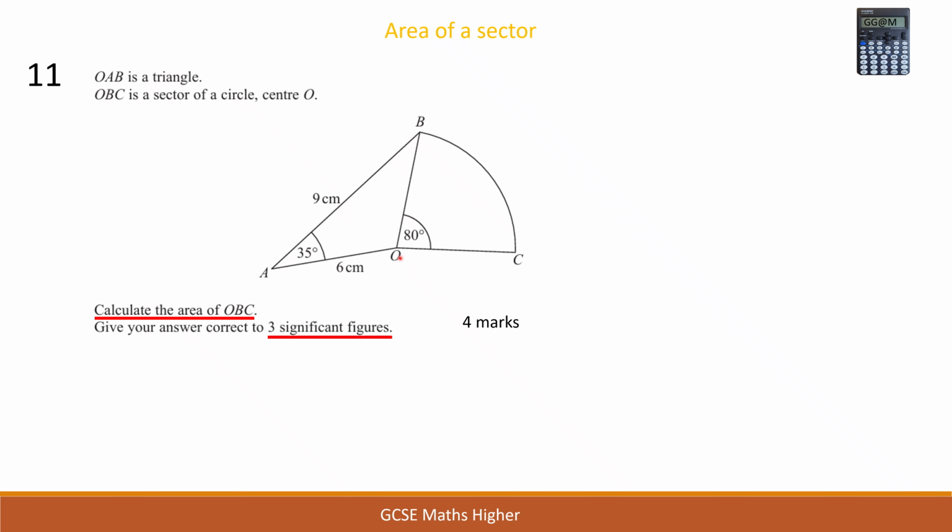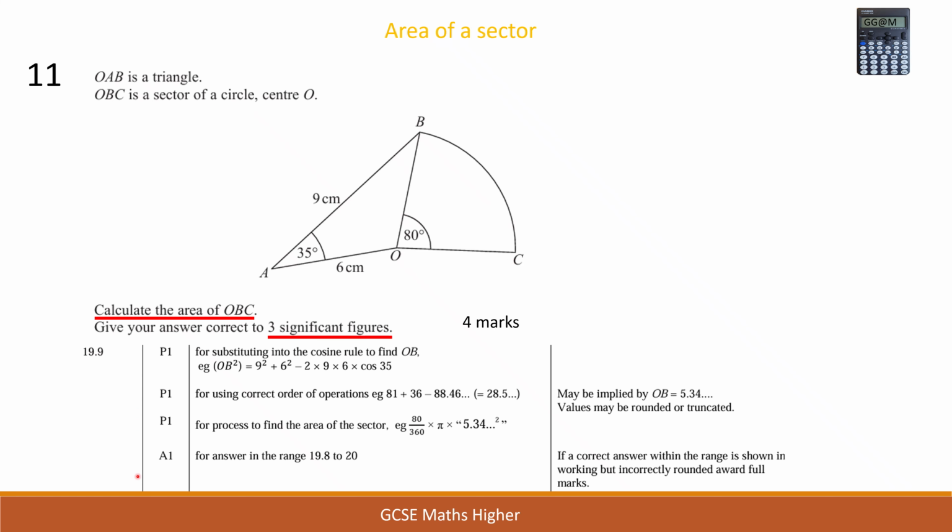And then remember you've got a fraction of the circle. So the fraction of the circle you've got is 80 divided by 360, because there's 360 degrees in the circle, times by the area of the whole circle, which is pi r squared. So that's how you'd work it out. The mark scheme shows the method marks here. So P1 is a process mark, A1 is an answer mark of 19.9. So that's the answer you should have got, and these are the working, but you should have done in the middle.